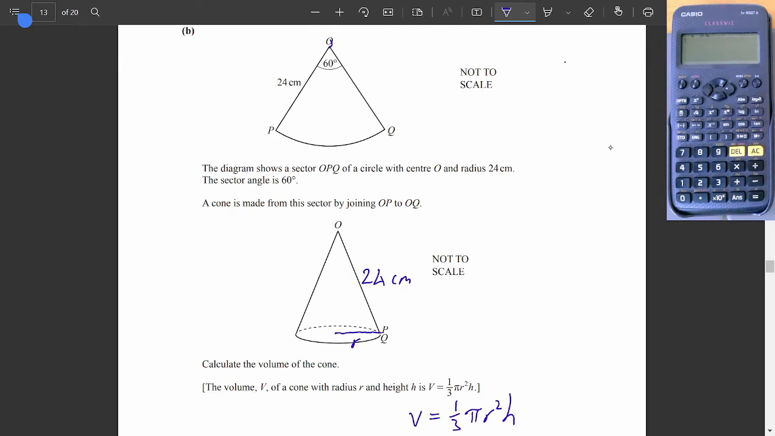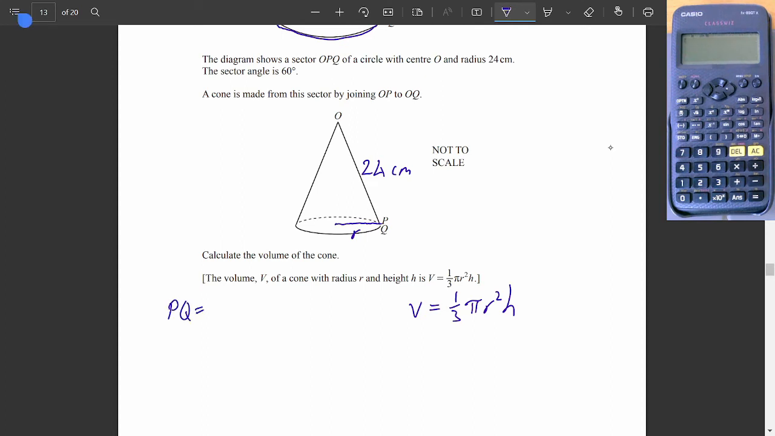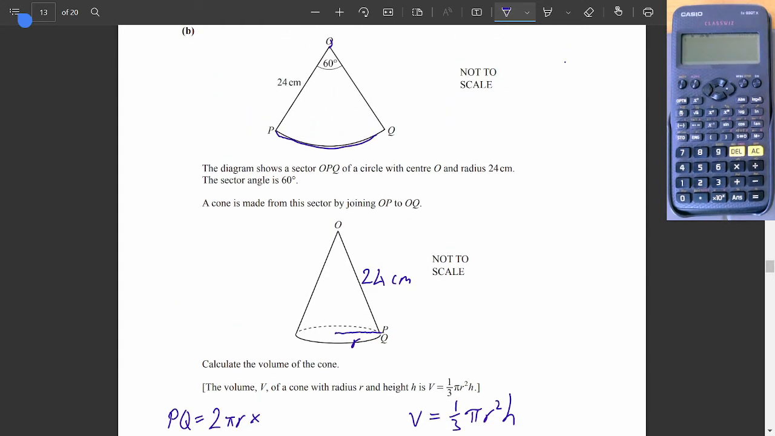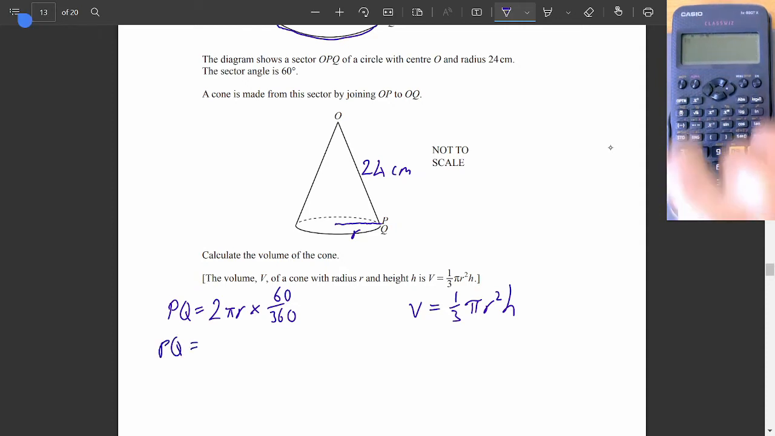From this sector here at the top, we can work out the length of PQ. When we have the length of PQ, we have the circumference of the circle. When we have the circumference of the circle, we can work out the radius. To work out PQ, which is the arc length, we need to use the formula for the circumference of a circle, 2 pi r, and then multiply it by the fraction of a circle we have. In this case, we only have 60 degrees out of 360. So that's 60 divided by 360. That will give us PQ, which is the circumference of the circle. So let's do that.